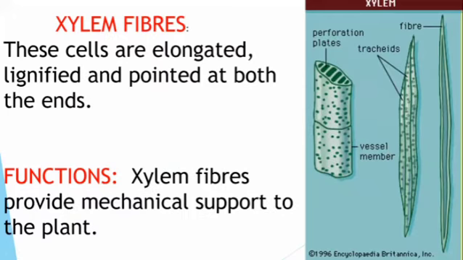Next, we will study xylem fibers. These cells are elongated, lignified, and pointed at both ends. In tracheids the end is blunt, but here it is pointed. The functions of xylem fibers: they provide mechanical support to the plant and help in the conduction of water. Tracheids help in conduction of water and mechanical support. Fibers also provide mechanical support and help in conduction of water.